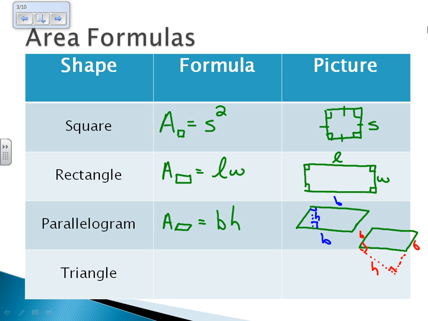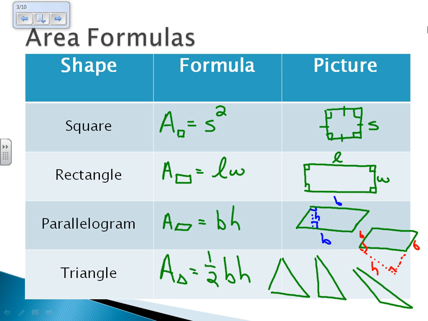The triangle, the area of the triangle, what is the formula? Yeah, half the base times the height. And maybe this will help. There are three possible ways we can draw triangles. We can draw acute, we can draw right, we can draw obtuse. Everybody see all three types of triangles?